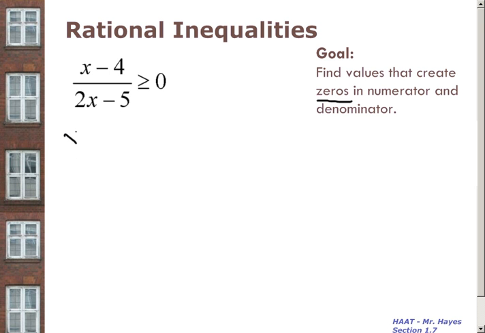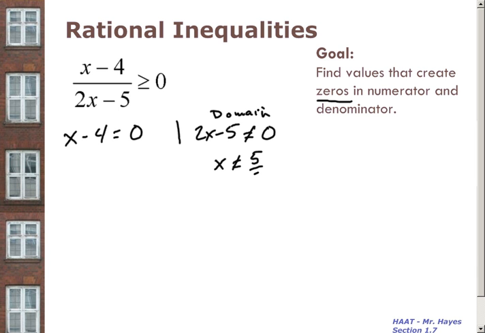The two areas we have to worry about are x minus 4 equal to 0, because that, of course, would set the numerator to zero. The other one we have to watch out for here is 2x minus 5 equal to 0. We have to look out for the denominator because it's a domain issue, and it can't equal 0, period, done, end of story. So add the 5, divide by 2, and x cannot equal 5 halves.